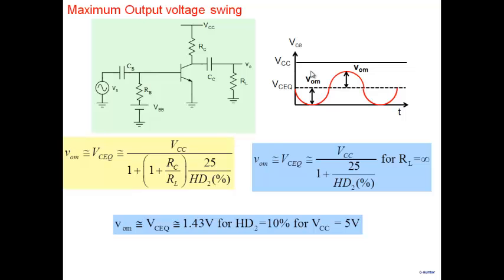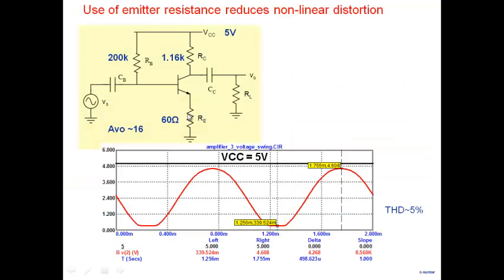If there were no harmonic distortion, remember what the optimum bias would be? Just VCC by 2. If HD2 is not a consideration, then you'll bias it in the middle. Now, if I take a small emitter resistance, it puts in negative feedback and reduces harmonic distortion. So our earlier picture that bias it in the middle may be okay here.